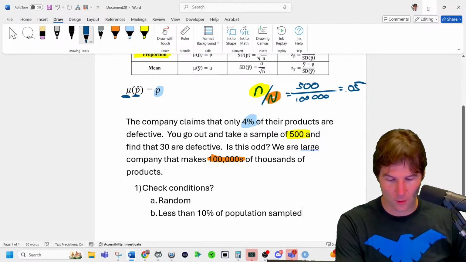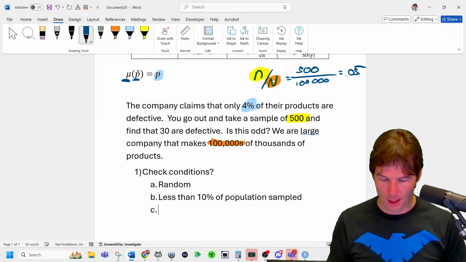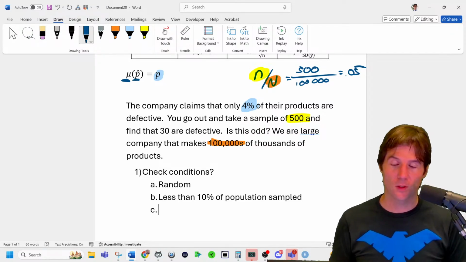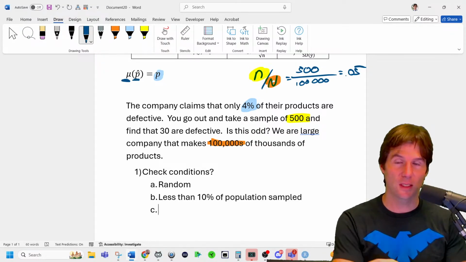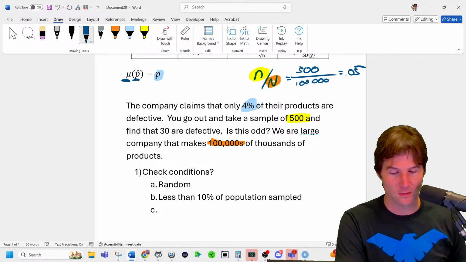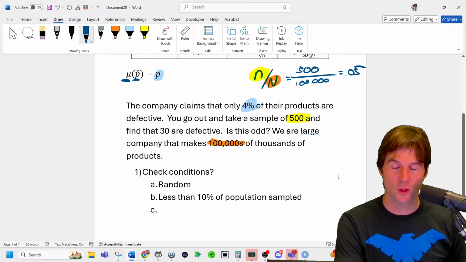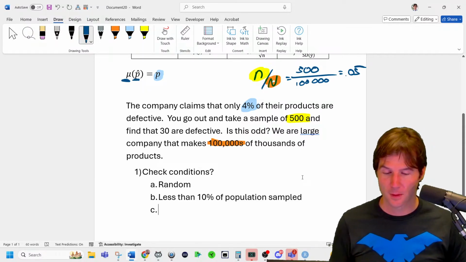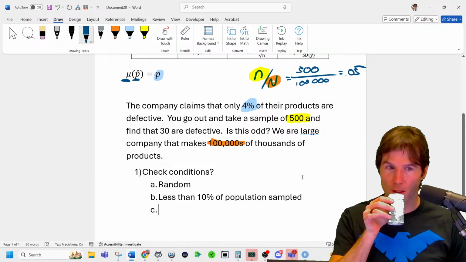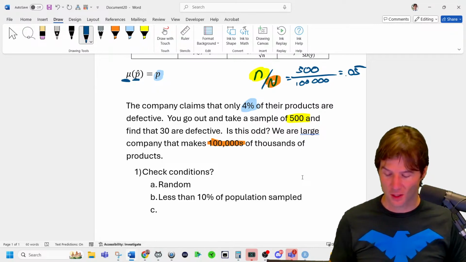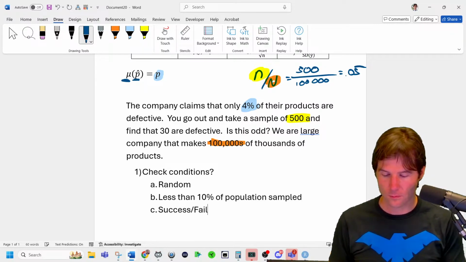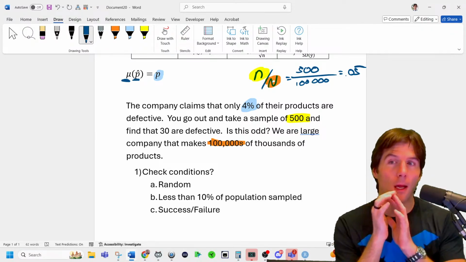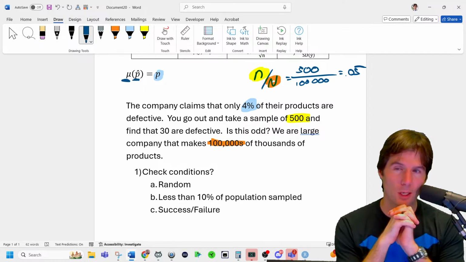So we go back to our question, and what is the third condition after we paused? We're asking, is something defective? 4% are defective. So what's the third condition? And we have met all the conditions so far. Kind of pass fail. I call it success failure. Success failure condition. And do we pass it? And how do we check it?